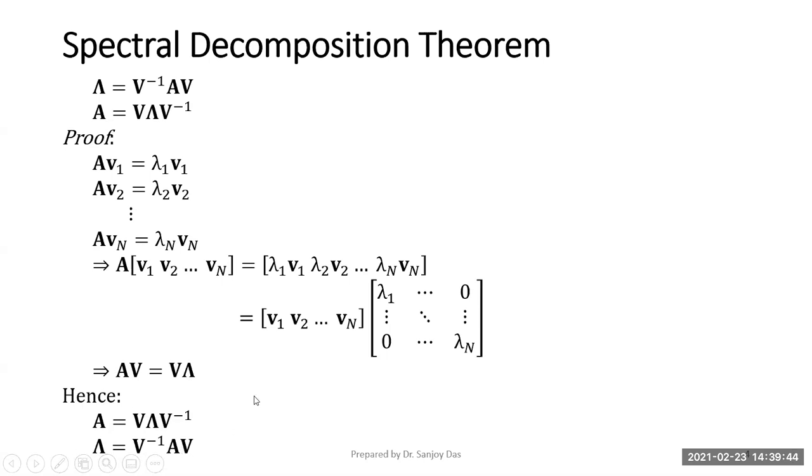On the other hand, post-multiplying with V inverse, you can clearly see, leads to this statement here: A equals V lambda V inverse. And lambda equals V inverse AV if we do pre-multiplication with V inverse. Any questions? Oh, it's clear, Dr. Okay.